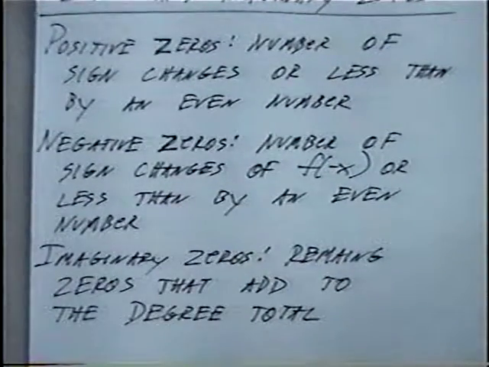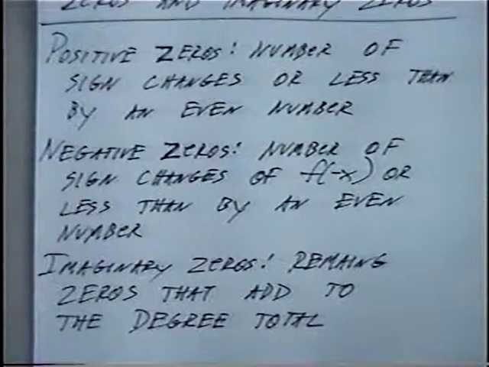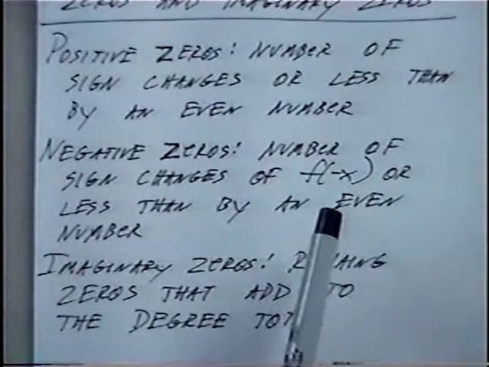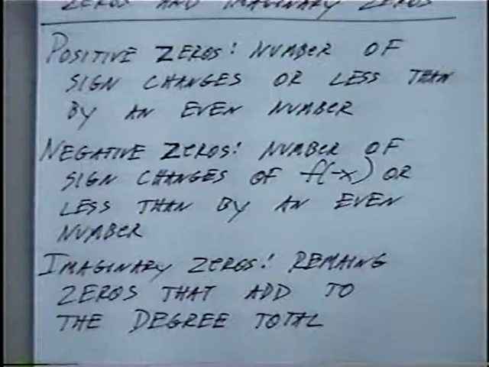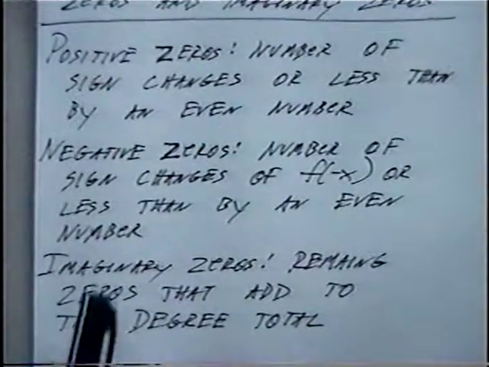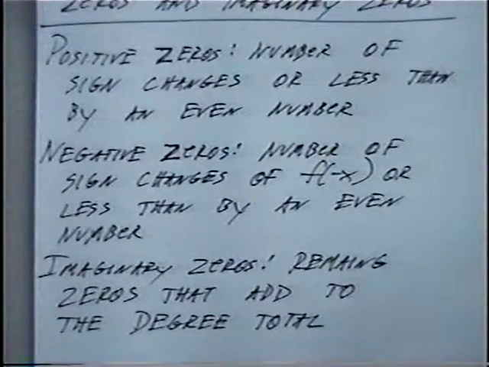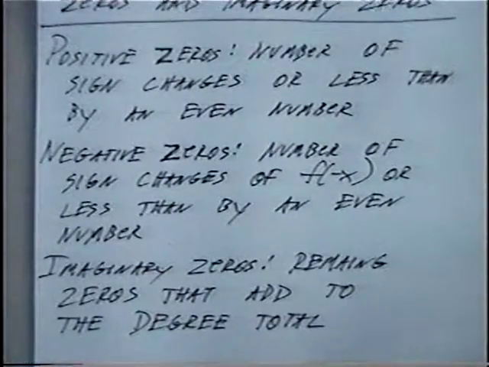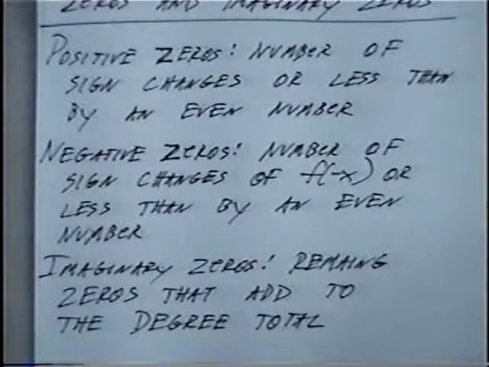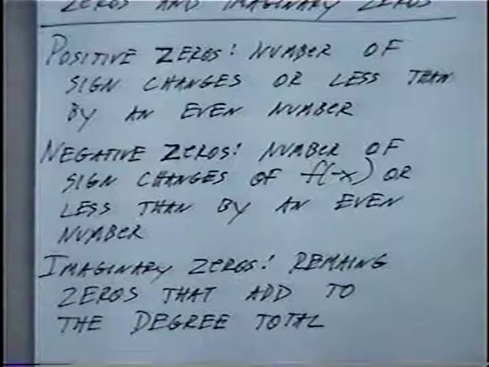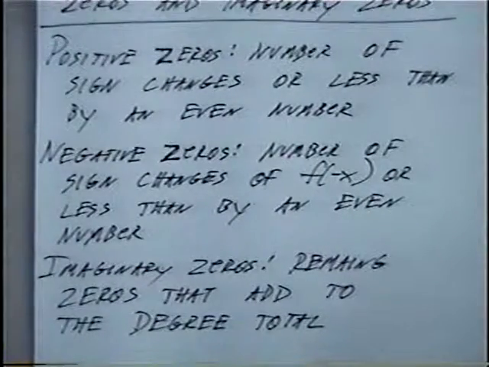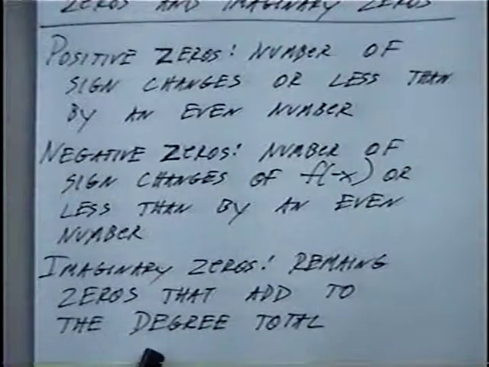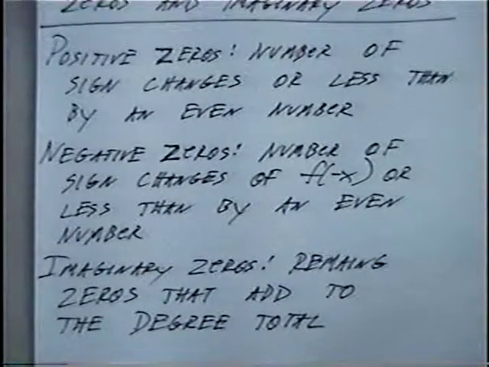The number of sign changes, how many times it goes from positive to negative or negative to positive, but of the opposite function, f of negative x. Or less than, again, by an even number, which will be taking away 2. And the last definition, imaginary zeros, are the remaining zeros that add to the total degree. The degree tells you how many total zeros there are. Whatever the highest exponent is tells you how many zeros. So whatever is left over has to be imaginary.